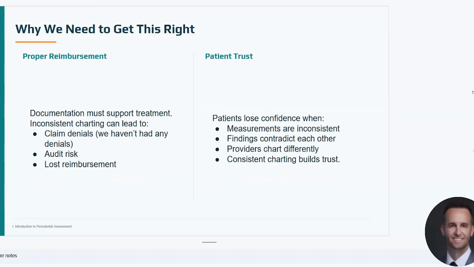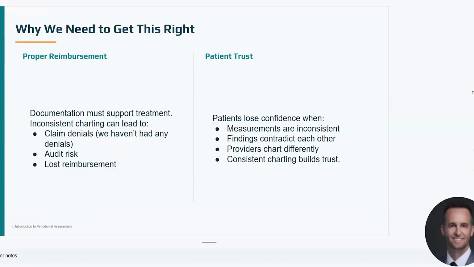Proper reimbursement is important. The documentation must support the treatment we are providing. Inconsistent charting can lead to insurance claim denials. And fortunately, because we have maintained a high standard in our office, we have had 0 scaling and root planing claims denied by insurance. And I want to keep it that way.